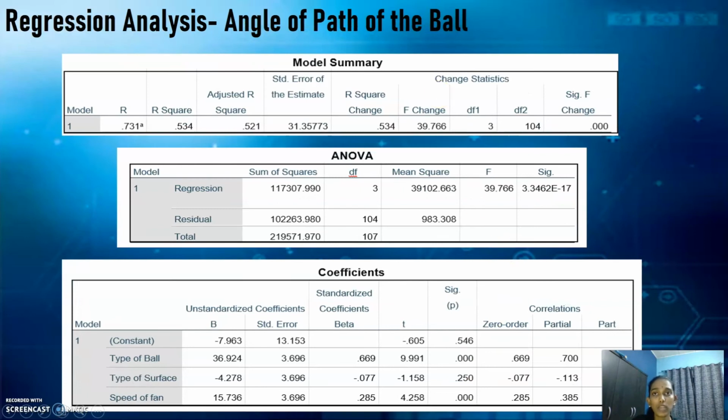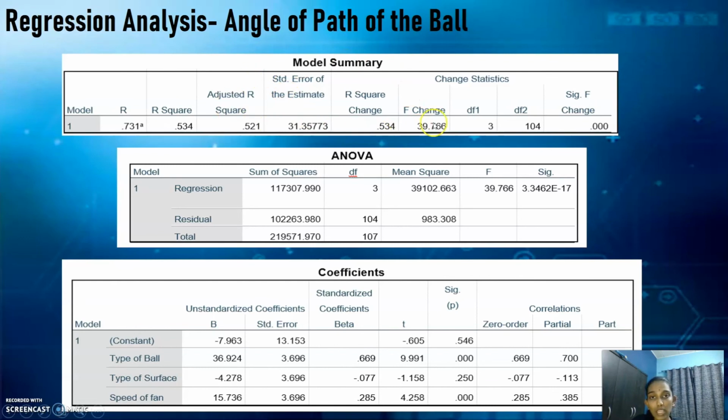Now let's look at the second dependent variable, which is the angle of the path of the ball. For the model summary, we look at the r squared value. The r squared value that we obtain here is about 0.534. If you convert it to a percentage, it gives about 53.4%. This r squared value is far better, which explains that the model fits the data quite well compared to the distance traveled by the ball.